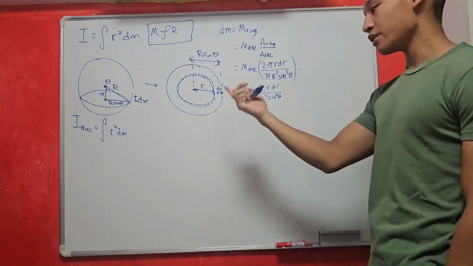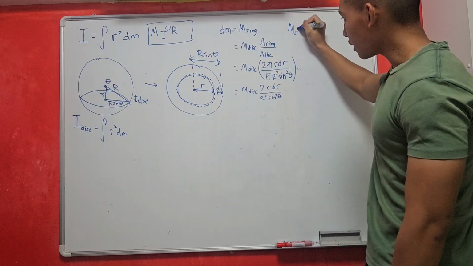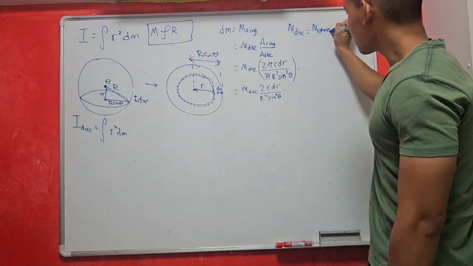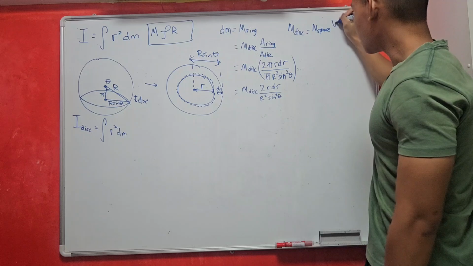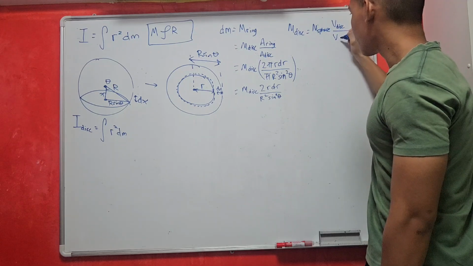But the thing is, we also have another unknown, which is m disk. How are we going to find m disk? Same law, same technique. M disk is equal to the mass of the sphere times the volume of the disk over the volume of the sphere.